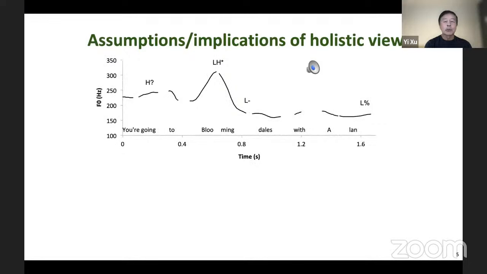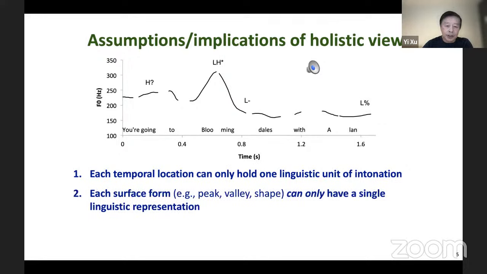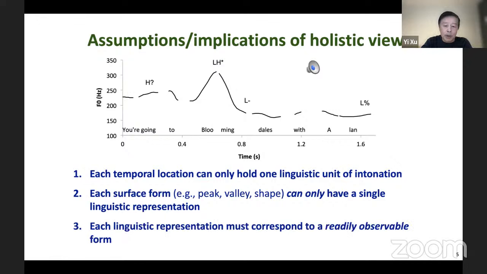Now, once we look at this, we realize that based on their assumption, there are implications of this holistic view. That is, it assumes that each temporal location can only hold one linguistic unit of intonation. Each surface form, for example a peak, valley, or shape, can only have a single linguistic representation. And each linguistic representation must correspond to a readily observable form.